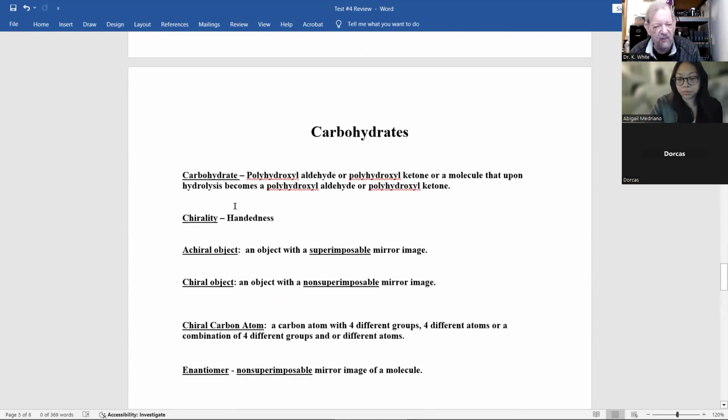All right, now we went into the next area, and that's carbohydrates. This is a very fattening chapter. And what are carbohydrates? Those are polyhydroxyaldehydes or polyhydroxy ketones. Remember, poly means many, hydroxyl, OH group, ketone or aldehyde, or a molecule that upon hydrolysis becomes a polyhydroxy aldehyde or polyhydroxy ketone. At this point, I started talking about an important concept called chirality.